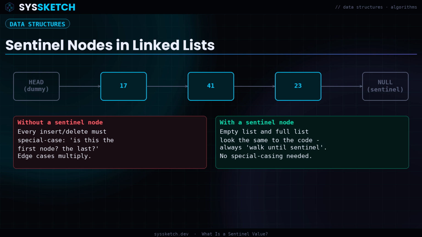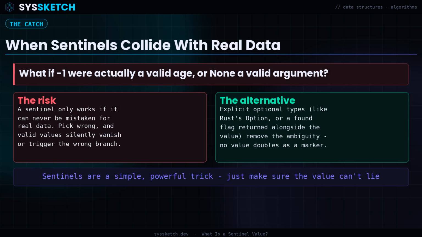Sentinels aren't only for loops, they show up inside data structures too. Take a linked list. Every insert and delete has to handle awkward edge cases. Is this the very first node? Is the list currently empty? Naive code ends up special-casing each situation separately. Add a sentinel node, a dummy head or a tail node holding no real data, and those edge cases disappear. Walking the list always looks the same: keep going until you hit the sentinel. An empty list and a full list get handled by identical code, because the sentinel node makes the boundary explicit instead of implicit.